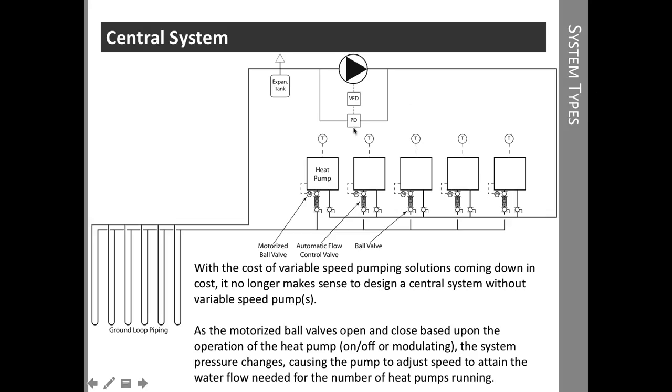The pressure drop is this PD block. Pressure differential. So when this pump is running, it's maintaining constant pressure, and it's based upon these motorized ball valves right here. So as each heat pump turns on, it opens the valve that changes the pressure in the system, and so the variable speed pump speeds up or slows down. And what that allows us to do is only use the amount of flow needed based upon how many heat pumps are running. That's why it's a little bit more efficient.